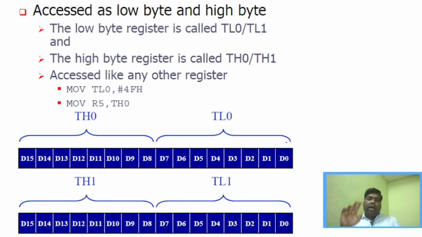As I said, you have two timers, timer 0 and timer 1, and both will be split as lower bits and higher bits. You can see that timer 0 will be represented as 0 and timer 1 will be represented as 1, right? TL0 represents the lower order 8 bits of timer 0, and TH0 is nothing but the higher order byte of timer 0, right? Similarly, TL1 represents the lower bits of timer 1, and TH1 represents the higher bits of timer 1, right? So the complete 16 bits is split into lower byte and higher byte, 8 bits each, correct?